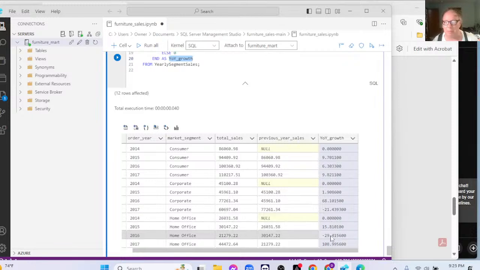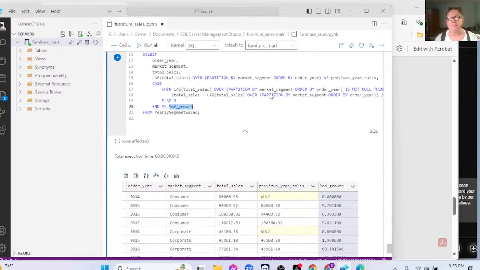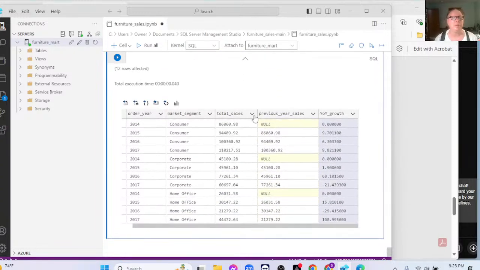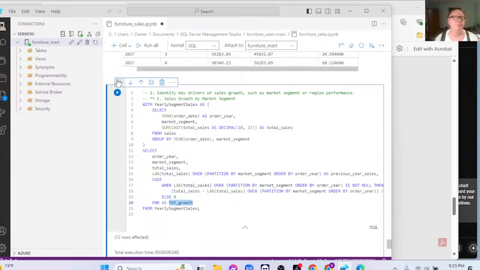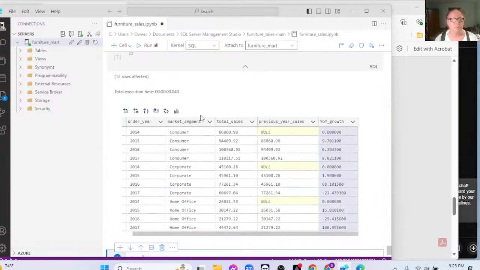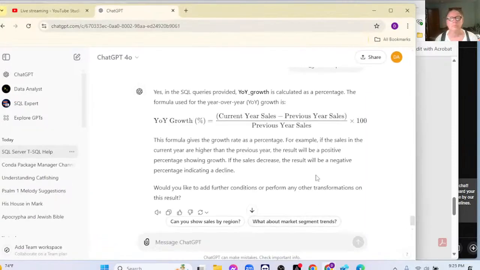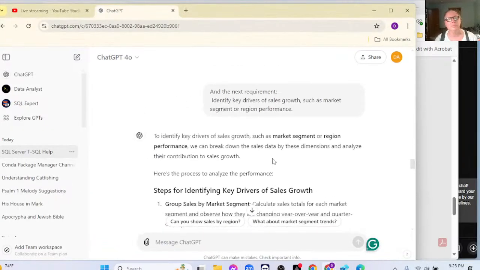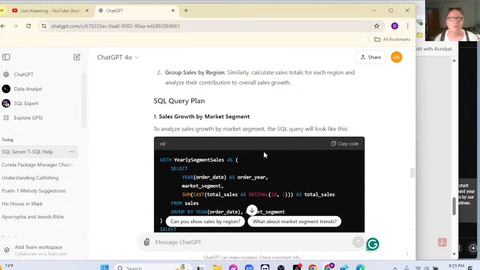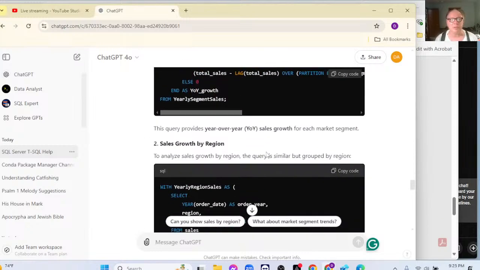So you can see we've had single digit, mid single digits, high single digits growth in the consumer market. What about over here? We had a big jump in the corporate market. I wonder what caused that. 68%, but we ended with a minus 21%, which is kind of strange. And what about home office? 15%, minus 29, and a 108% increase, which is kind of strange over the previous months, okay?